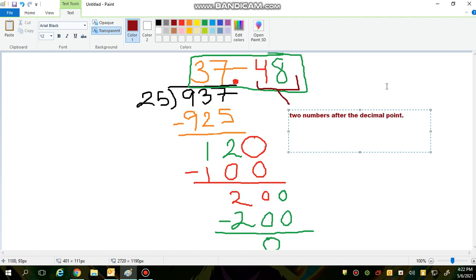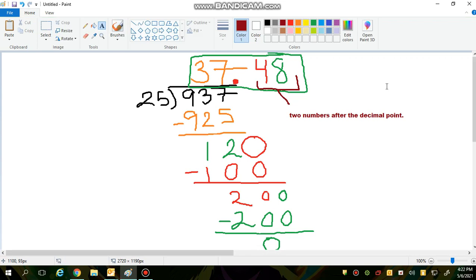Okay, and that's usually the traditional way of answering a division problem question. And there we go. That's how you do it.